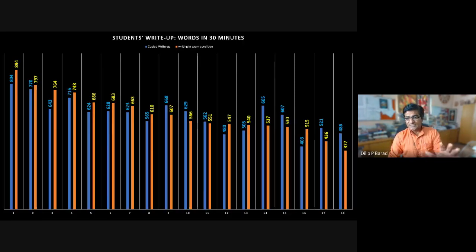Then when we see this chart, this was the words in 30 minutes. There were two write-ups given. If you see, the blue line is about the copied write-up, where you have to copy and write. And the orange line is writing in exam condition.